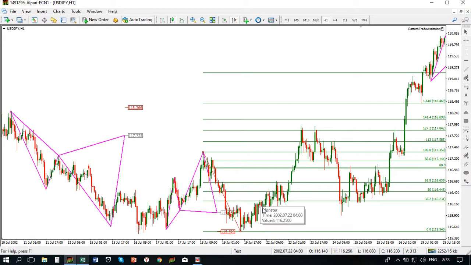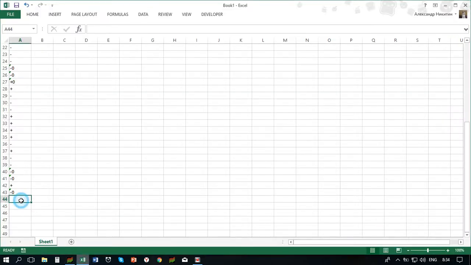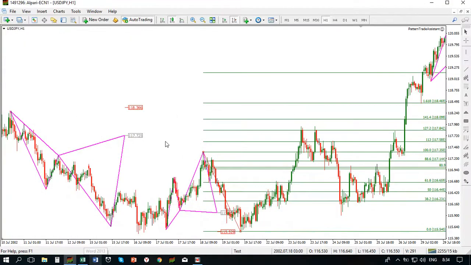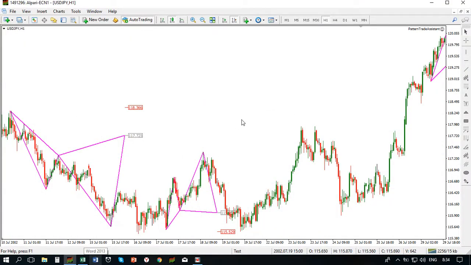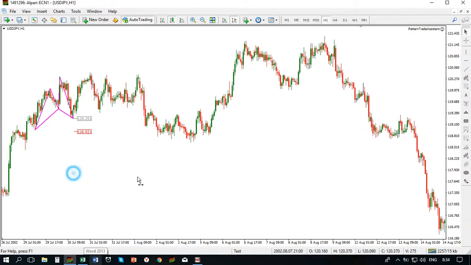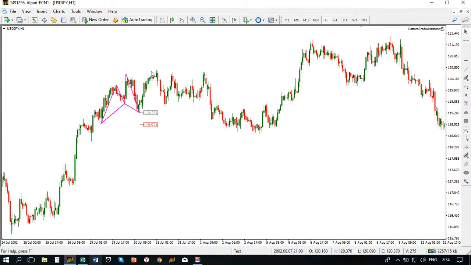Go into 382, then come back. Does not touch that. Entry level, you see that? Doesn't touch. And then go to 618. It was a 618 winner. Very precise stop loss placement. Okay, touch and reverse.